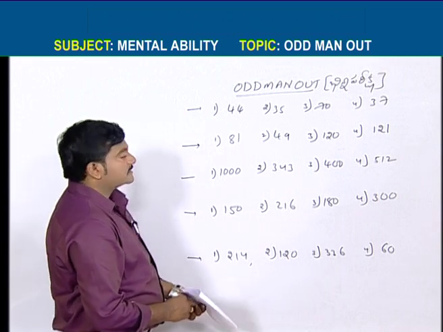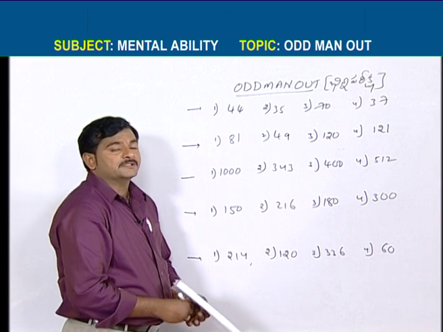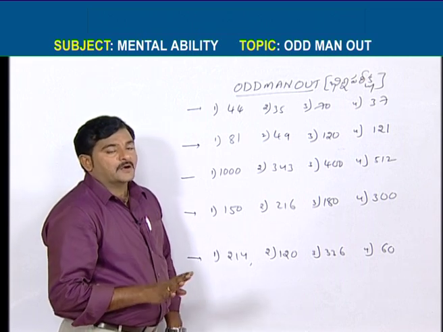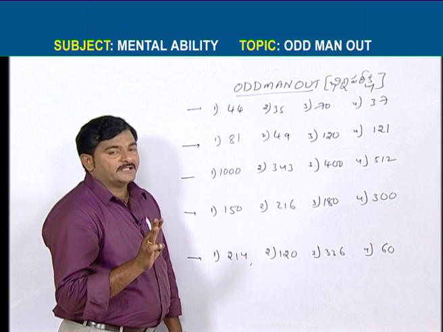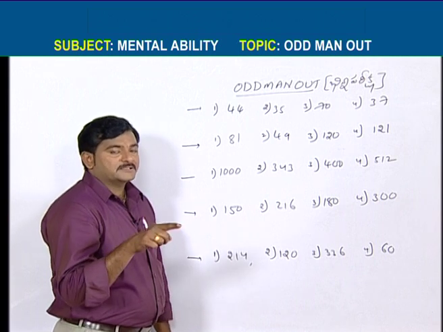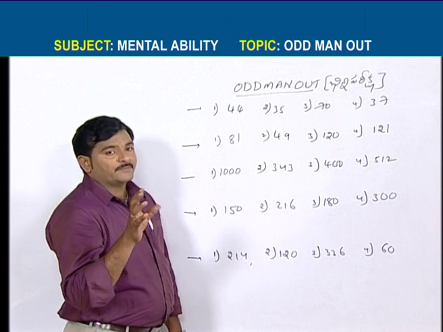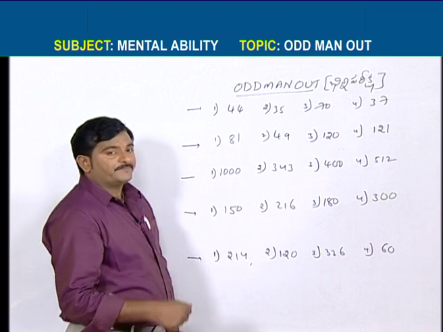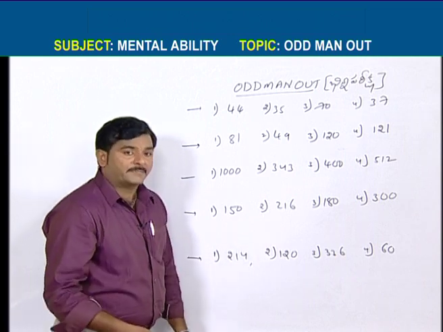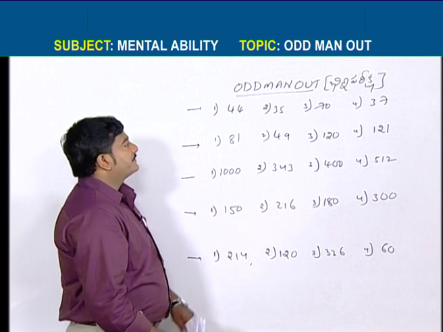See, there are 5 questions. If you observe all these 5 questions, he has given 4 options. Out of the 4 options, 3 will be in a certain way and 1 does not belong to that particular pattern. We need to identify that pattern. Let us see the first question.